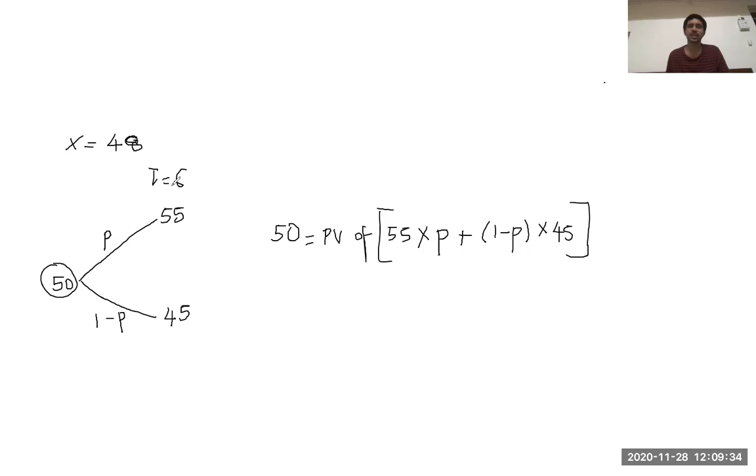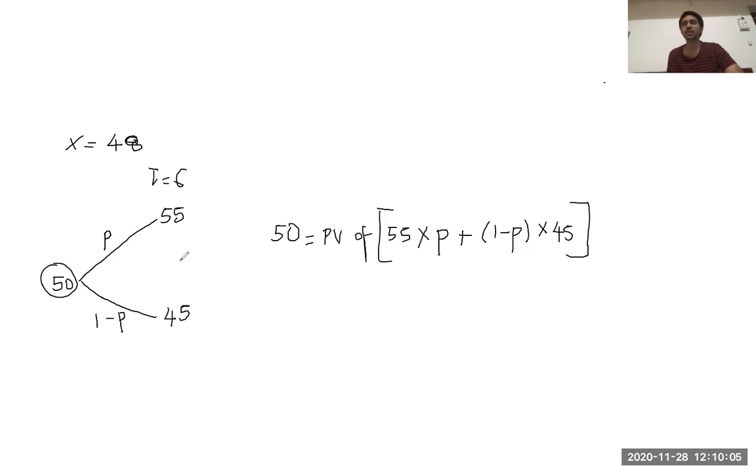For instance, if hypothetically P is equal to 0.6, then it will be 55 into 0.6 plus 45 into 0.4. Sorry, I think I said 0.6 earlier. That will be the average share price. It will be some number between 55 and 45, and the present value of that should ideally be 50.